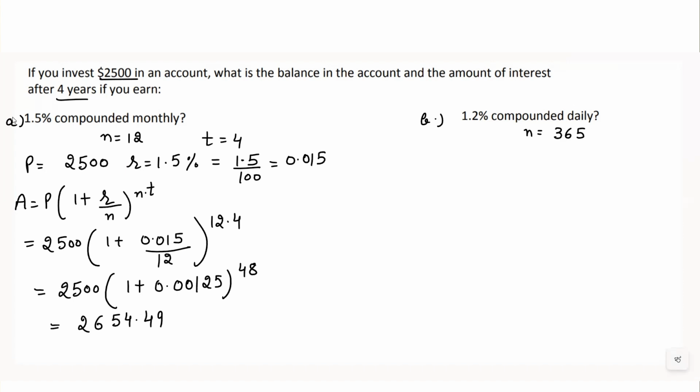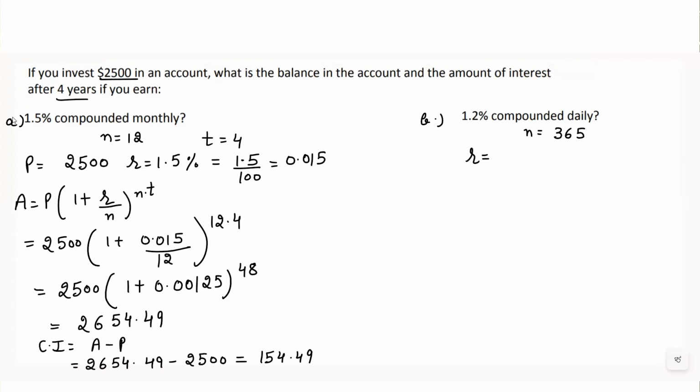Now we need to find the compound interest, which is equal to amount minus principal, which is 2654.49 minus 2500, which is equal to $154.49.